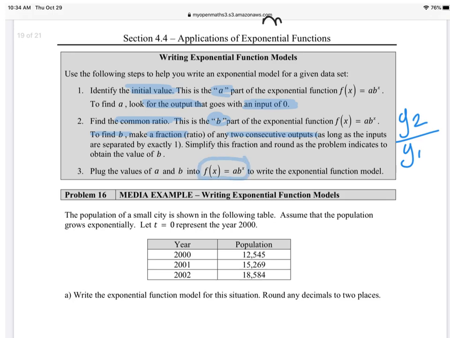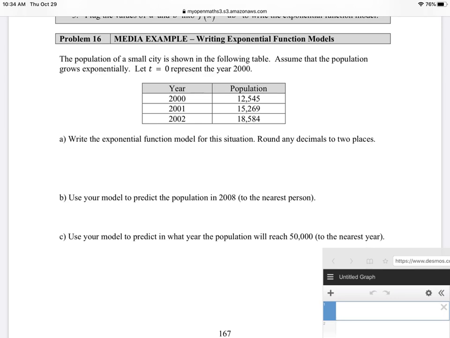So you need to be comfortable with the proper format for an exponential function, and you need to know what each piece represents. The a is the initial value, the b is the rate. So let's look at an example of a problem.